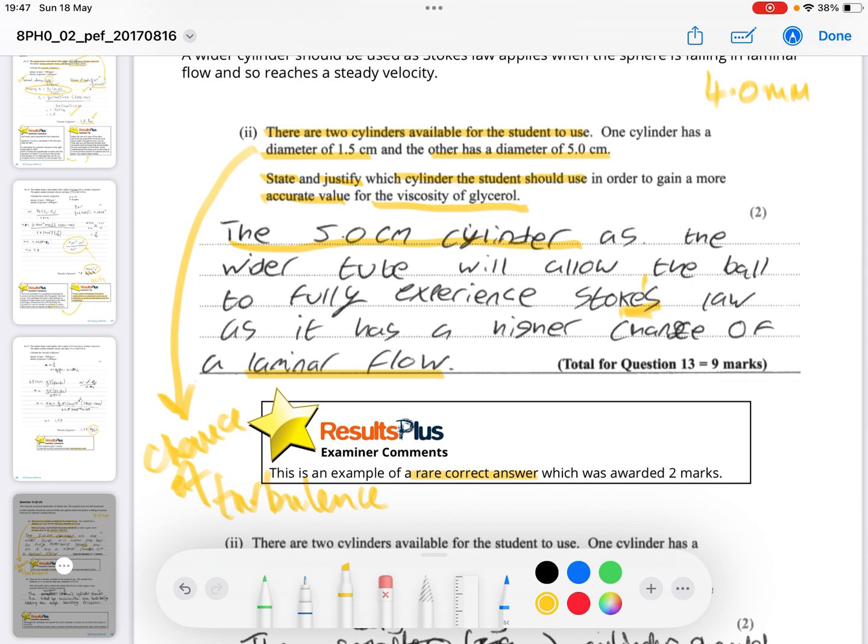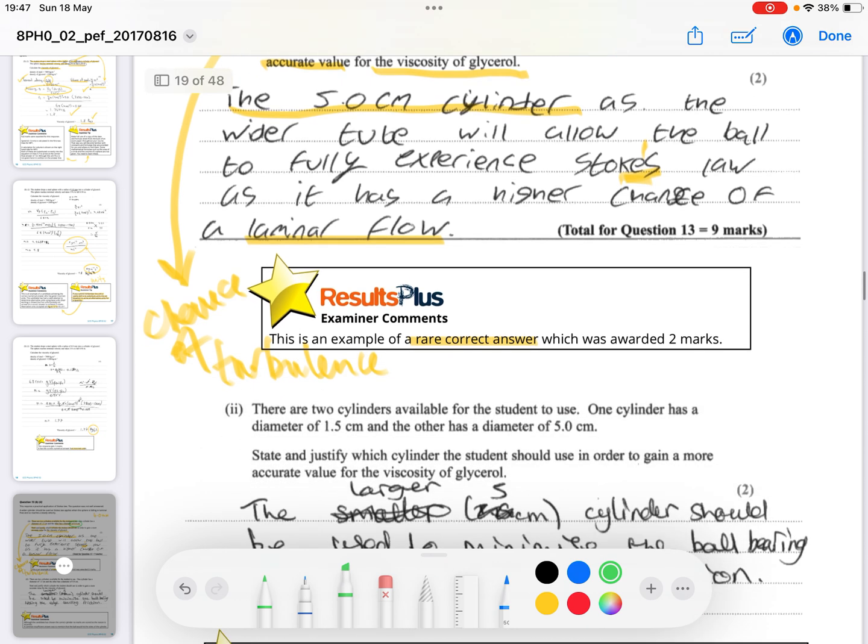Okay, so to achieve laminar flow, you want the ball bearing to be small, you want it to be spherical, and you want it to be not moving so fast that it creates turbulence. Now, I'm not saying that it will create turbulence, but the better one would always be the wider one, because you're further from the friction that the side of the cylinder will cause against the fluid. Okay, I think that's a difficult question.